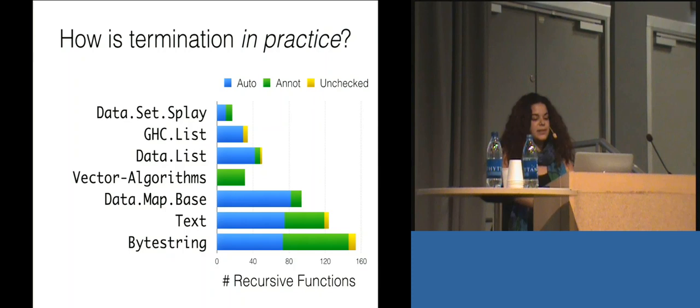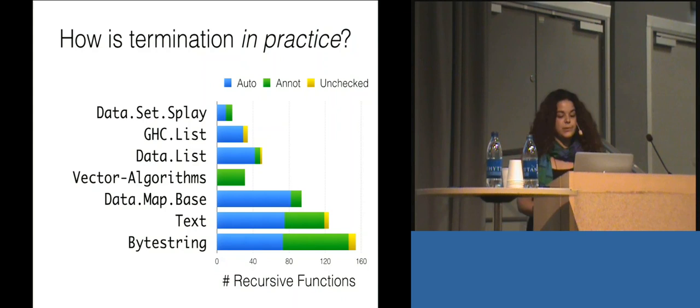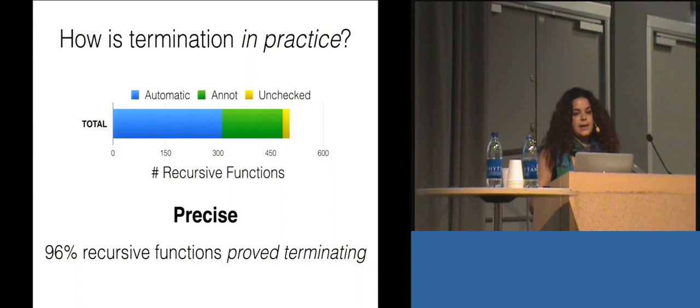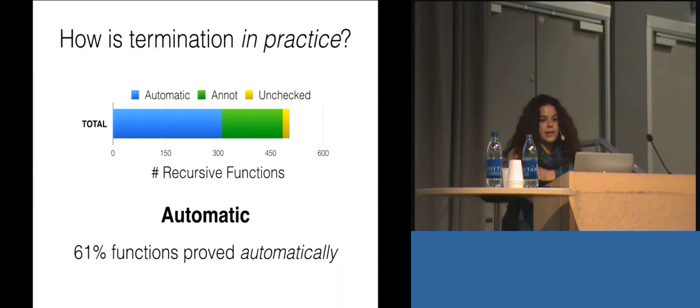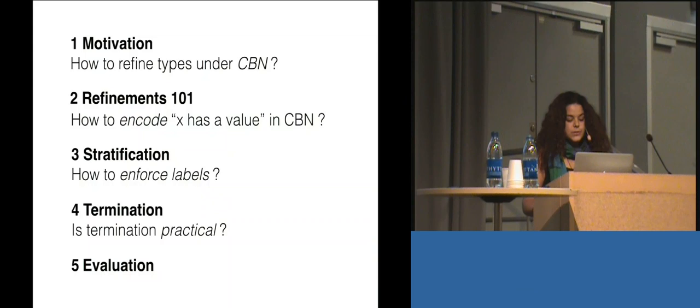And in this diagram, we use the blue column to map the number of recursive functions that Liquid Haskell can automatically prove terminating. The green one is the number of functions that Liquid Haskell can prove terminating, but it requires information from the user. And the yellow are the ones that we couldn't check, either because they do diverge or because Liquid Haskell cannot express their termination condition. So from this evaluation, we can note that proving termination in real Haskell code is actually precise, as 96% of our recursive functions could be proved terminating. And it's actually quite automatic, as 61% of the recursive functions were proved terminating automatically. So we can conclude that proving termination is practical.